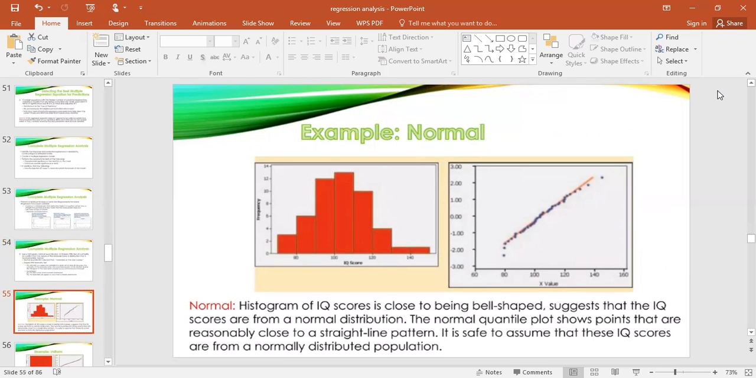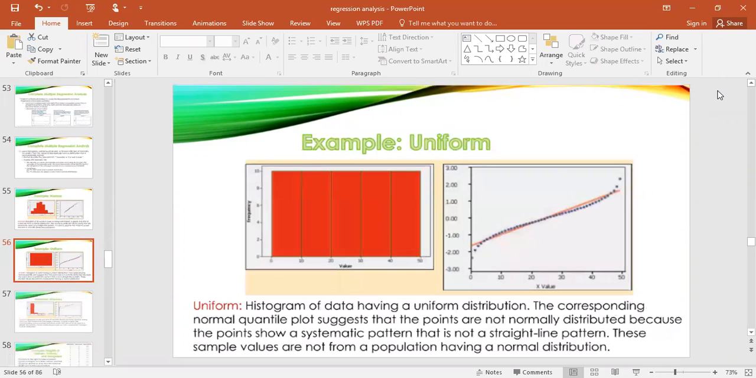In the case of a normal distribution, the histogram of IQ scores is close to being bell-shaped, suggesting that the IQ scores are from a normal distribution. The normal quantile plot shows points that are reasonably close to the straight line pattern. It is safe to assume that these IQ scores are from a normally distributed population. In the case of a uniform distribution, the histogram of data having a uniform distribution has a corresponding normal quantile plot suggesting that the points are not normally distributed, because the points show a systematic pattern that is not a straight line pattern. These sample values are not from a population having a normal distribution.